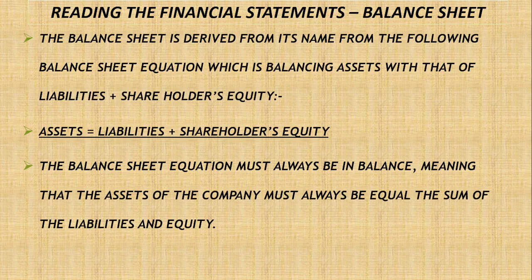The balance sheet derives its name from the following balance sheet equation, which is balancing assets with that of liabilities plus shareholders' equity. Therefore, the formula will be assets is equal to liabilities plus shareholders' equity. The balance sheet equation must always be in balance, meaning that the assets of the company must always be equal to the sum of the liabilities and equity.